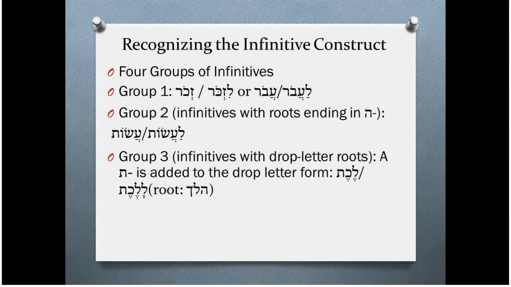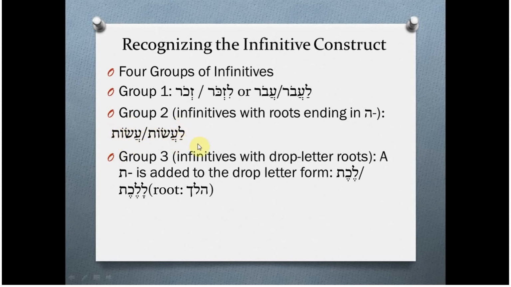Second group concerns infinitives that have roots that end in hey. These endlessly give us problems, right? These roots that end in hey, sometimes they drop off, sometimes they change into the tav, which is what happens here. So if an infinitive has a root that ends in hey, then it will look like this, asot. This is just an example. So it will often end with the ot here, and so the tav is actually taking the place of the hey. And this is just one example.